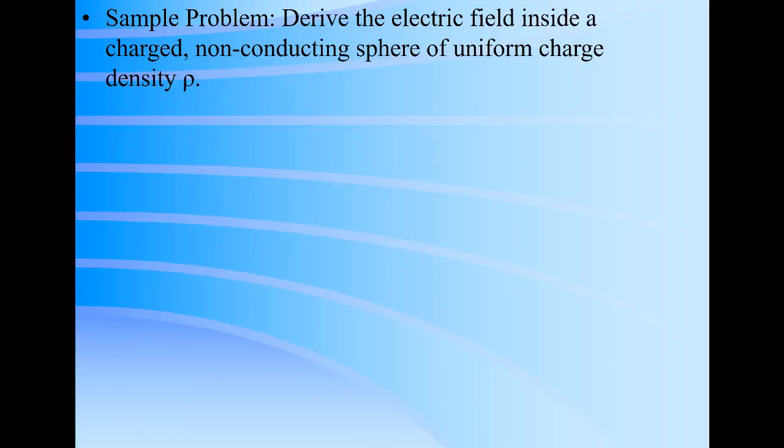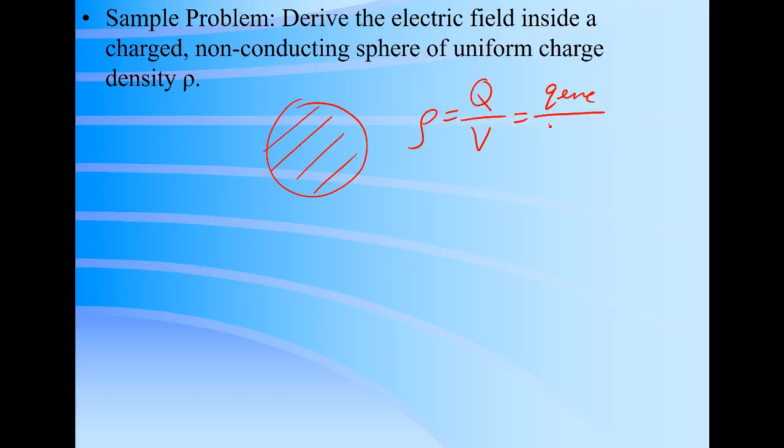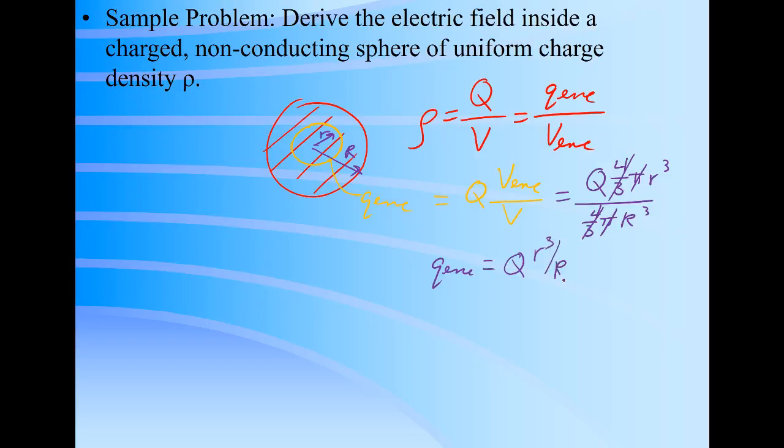Okay, so next we're going to find the electric field inside a charged non-conducting sphere of charge density rho. That means we have a sphere that has charge density rho, which is Q over the entire volume, or like we did last time, Q enclosed over V enclosed. So we'll do this kind of quick, but if we set up a Gaussian surface, we can find Q enclosed as Q times V enclosed over V total. V enclosed is going to be 4/3 pi little r cubed, and the sphere itself, let's call it big R, so that'd be 4/3 pi big R cubed for the volume of the big sphere. So that means that Q enclosed is just going to be big Q little r cubed over big R cubed.